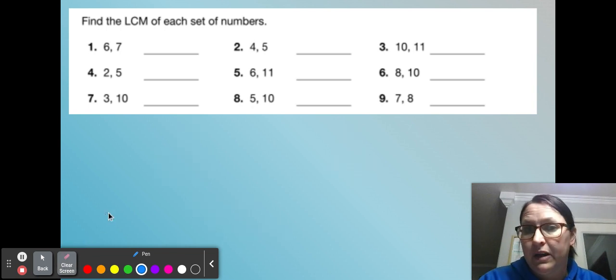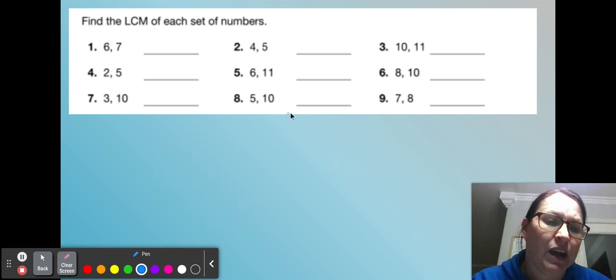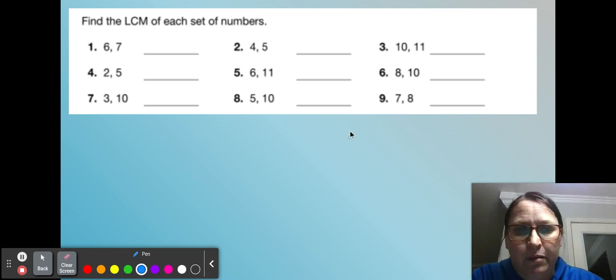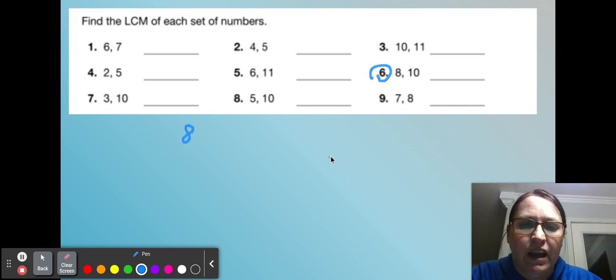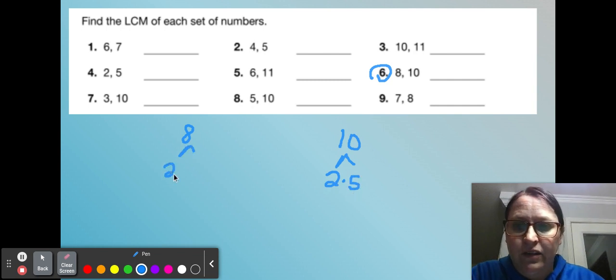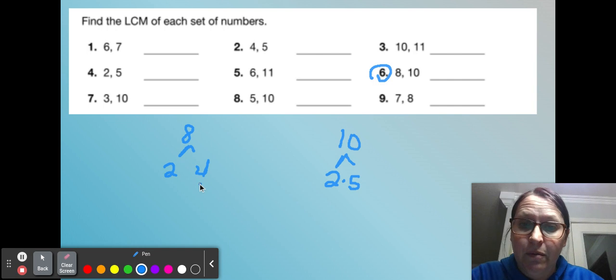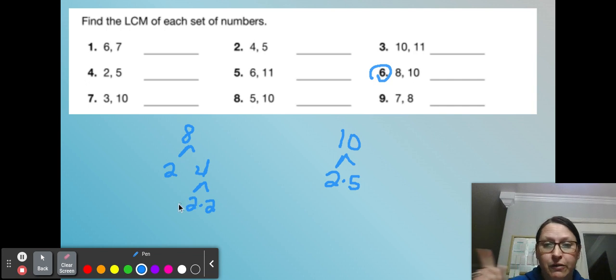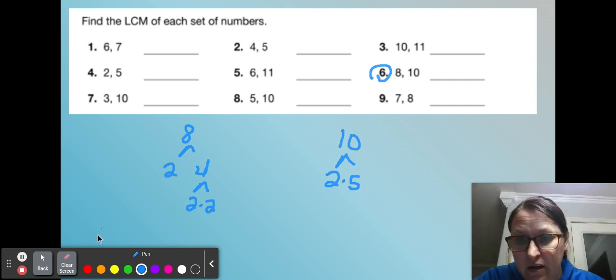I am going to skip a couple of these, but I'm going to jump to number 8 because 8 does not have a prime factor. Or number 6, sorry, right here, 6. So I have 8 and I have 10. So 10 is 2 times 5. And 8 is 2 times 4, but 4 is not prime, so I've got to do 2 times 2. Now I have to find factors.